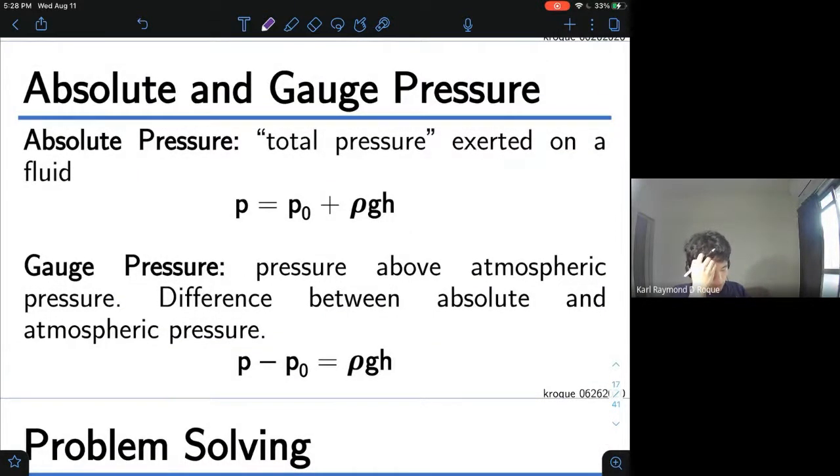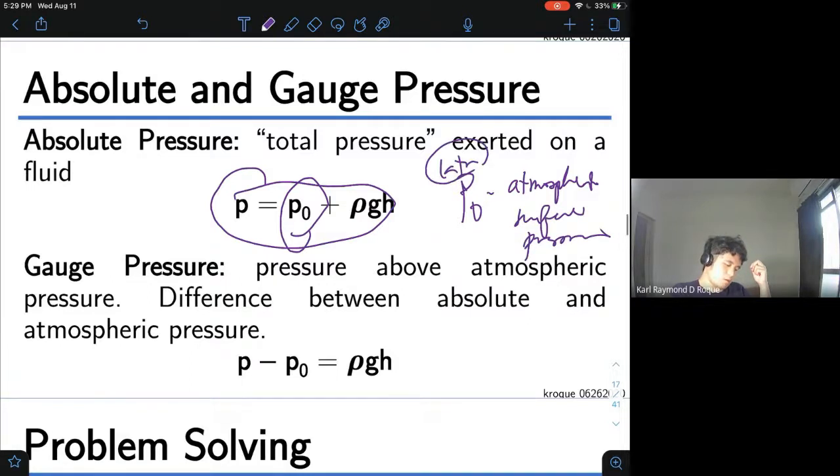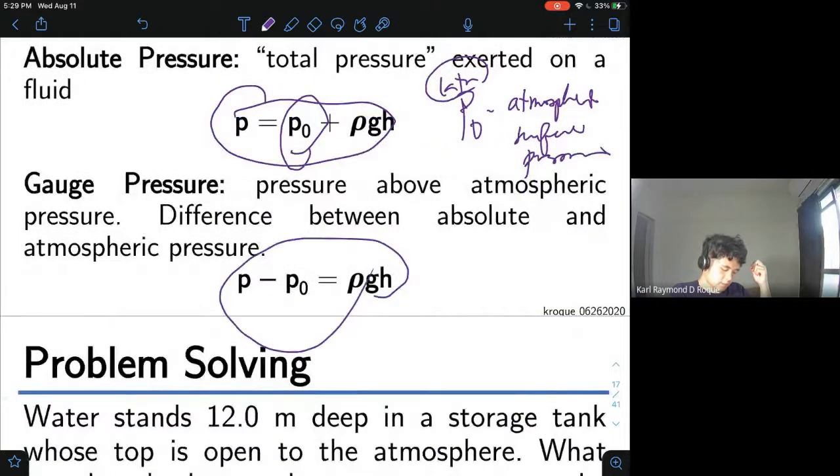Last point for this topic. Absolute and gauge pressure. Absolute pressure is the total pressure exerted on a fluid. Ito yung ginagawa natin. Gauge pressure, tatanggalin natin yung atmospheric pressure. Itong P0, most of the time, atmospheric surface pressure yan. Yun yung 1 atm. So, gauge pressure, tatanggalin natin.